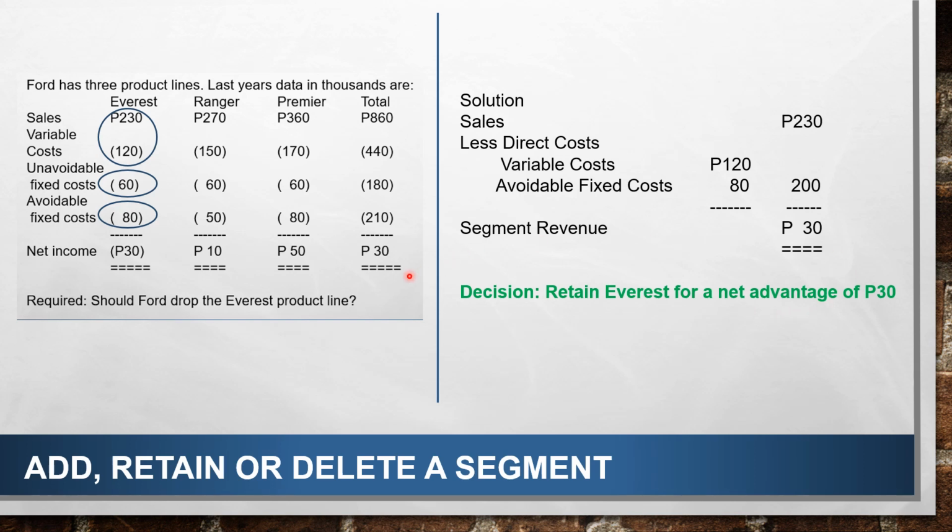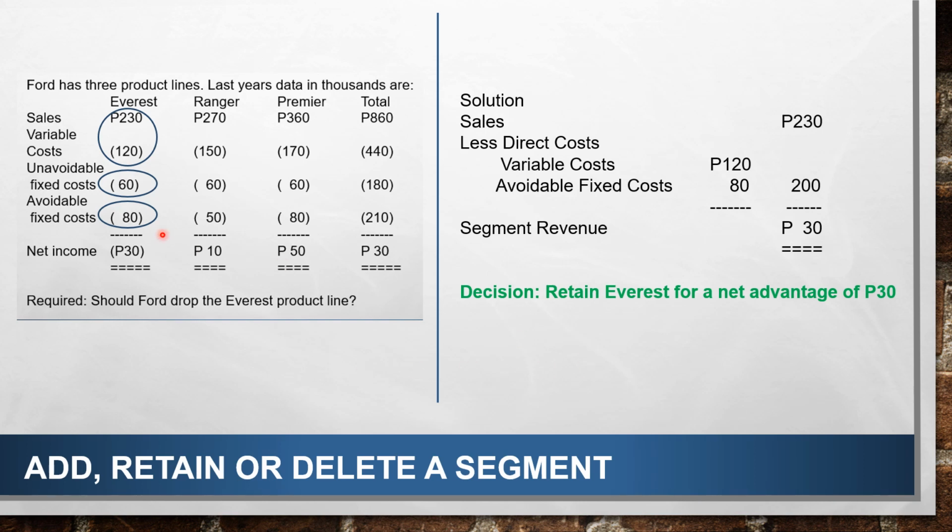Again, remember, our decision criteria is to retain a segment if it gives us a positive segment margin. Okay, so that is our decision rule, right? So going back to the question I asked a while ago, the managers may ask, why keep the segment? It already shows a 30,000 loss. So the answer can be focused on the way we allocate fixed cost.